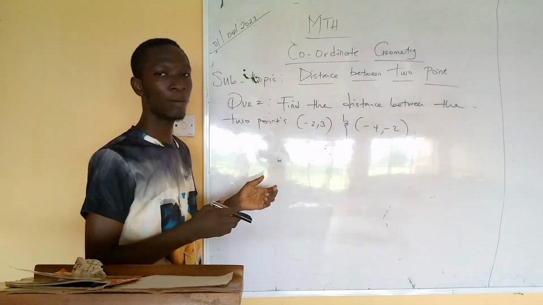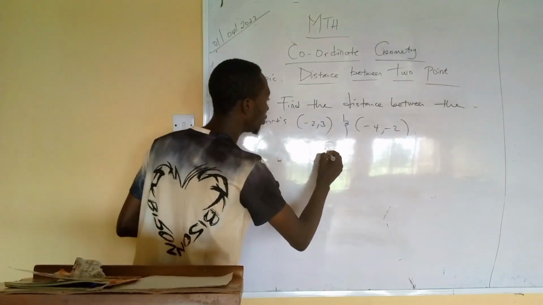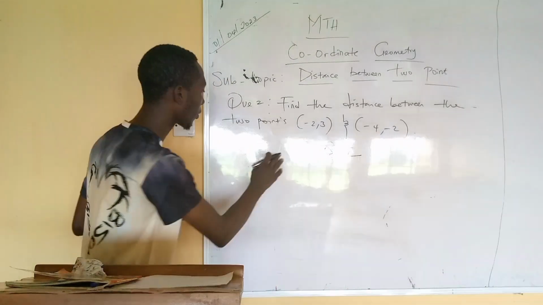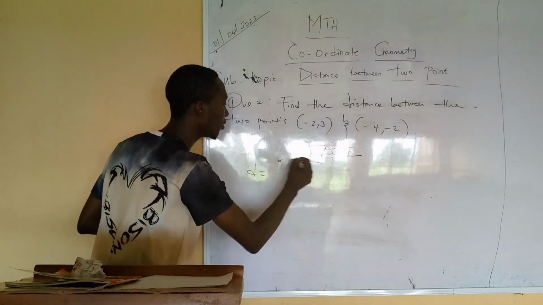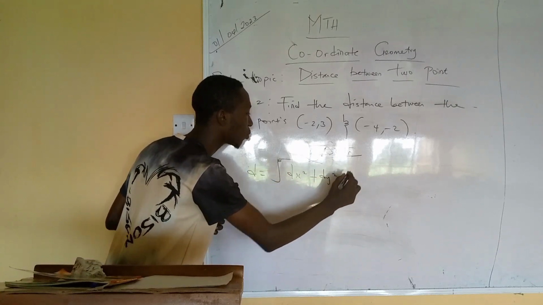So you can pause and try this. Okay, so we solve. Solution. Now we are asked to find the distance between the 2 points. So the formula still remains the same. D equals root of change in x squared plus change in y squared.